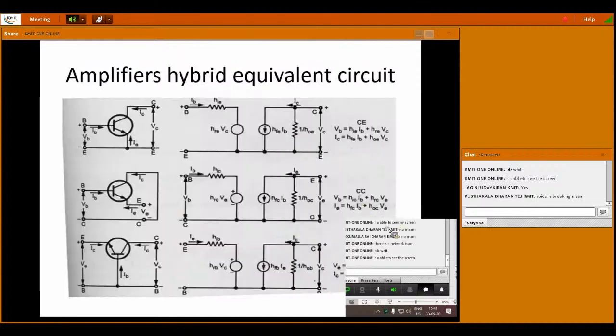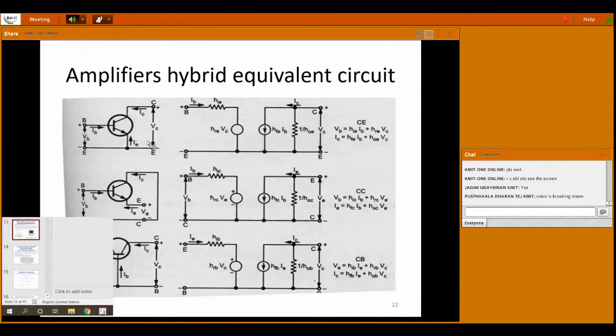Now, these are the parameters of the three configurations or three amplifiers. So this is your common emitter. Our dependent variables are VB, the base voltage, which is the input voltage in common emitter, and the output collector current IC. The independent variables are the input current and the output voltage VC. So HIE is the input resistance, HRE is the reverse voltage gain, HFE is the forward current gain, and H0E is the output admittance.